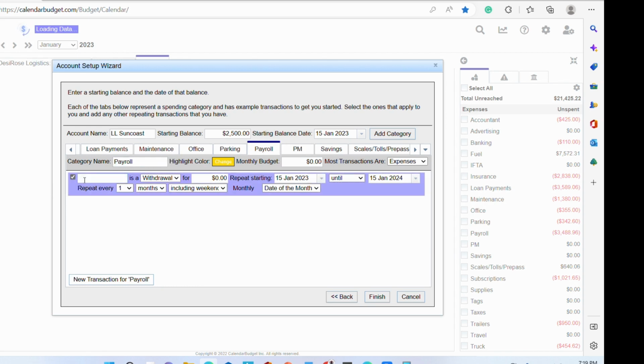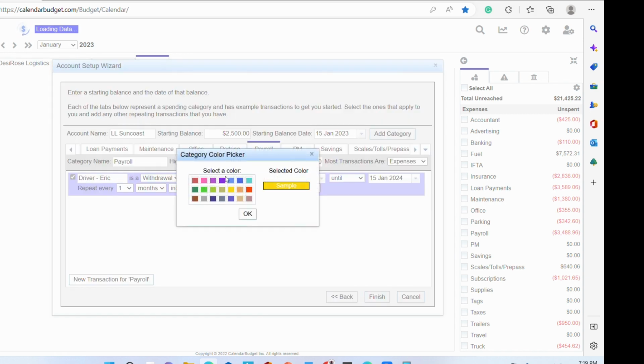So I'm going to put this as driver Eric, $17.40. You can also change the colors here. If you don't like that color, you can go in there and adjust it however you want.